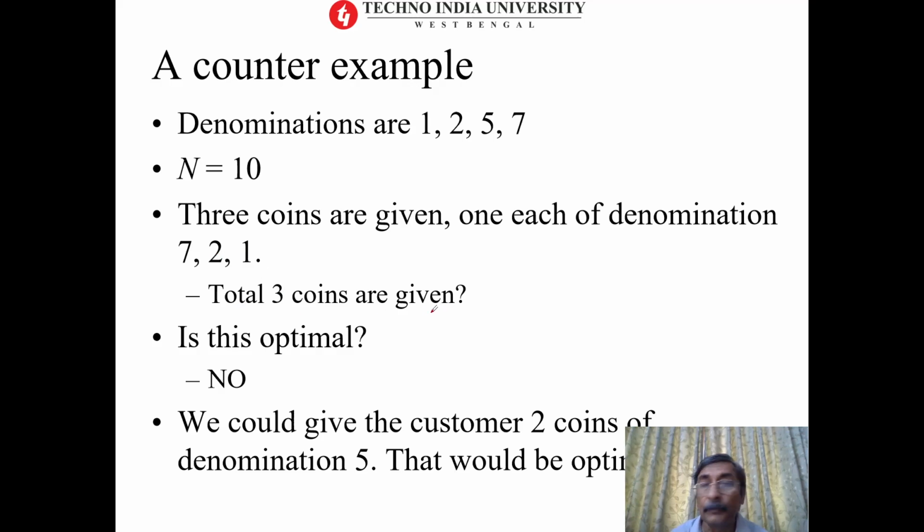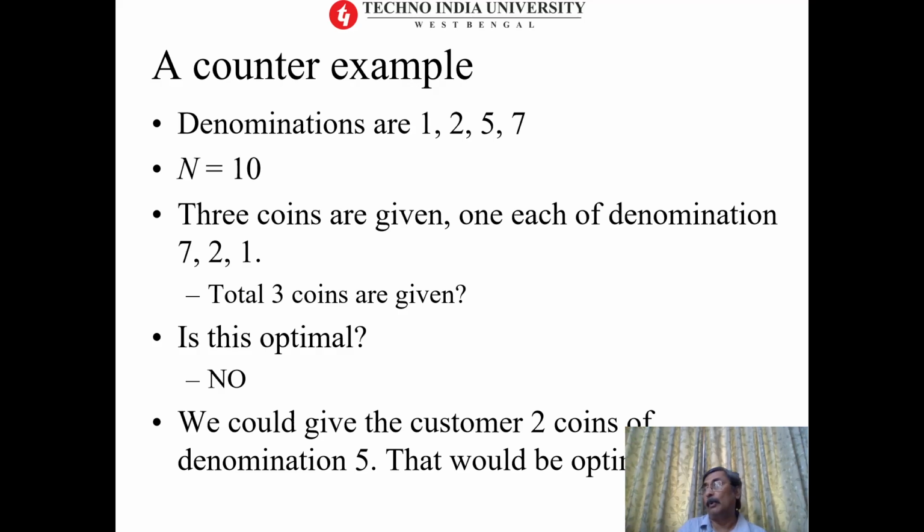Is this optimal? No. Easily I can see that I could have given the customer 2 coins of denomination 5, and that would be optimal. So the approach that we talked about is a very nice approach, but this approach will not help me in generating the most optimal solution, or in this particular instance will not give me the minimum number of coins in exchange of the rupees that I wanted to change.